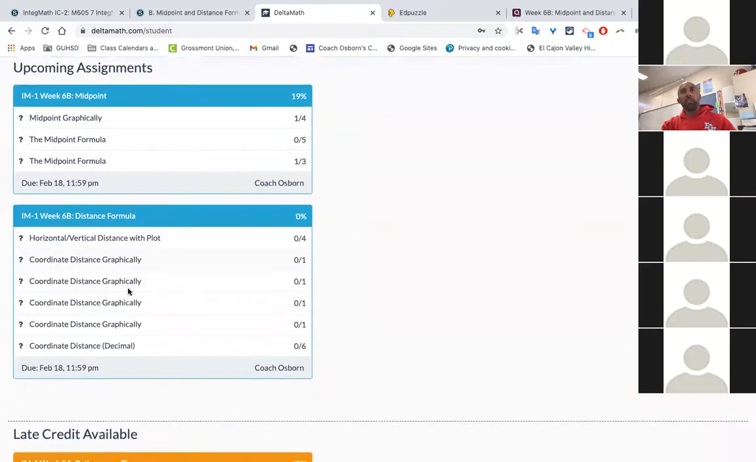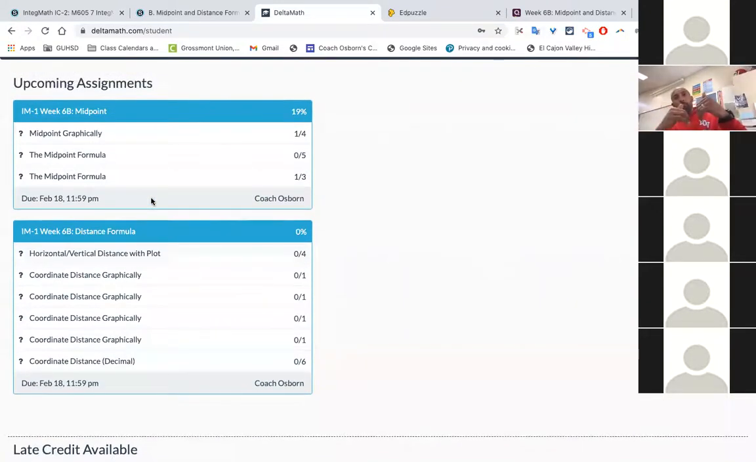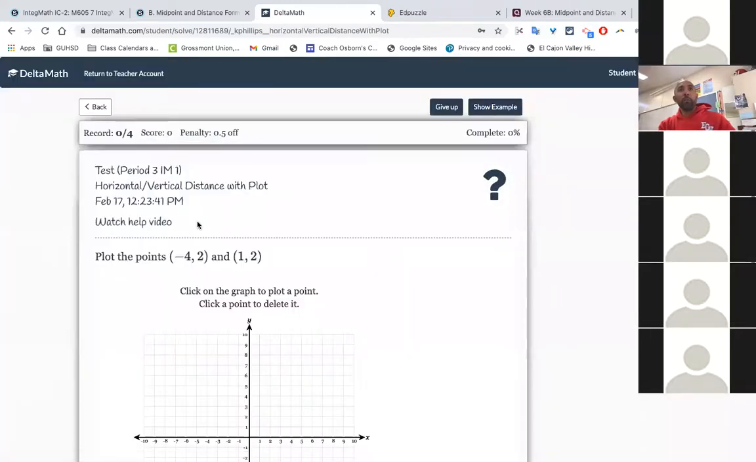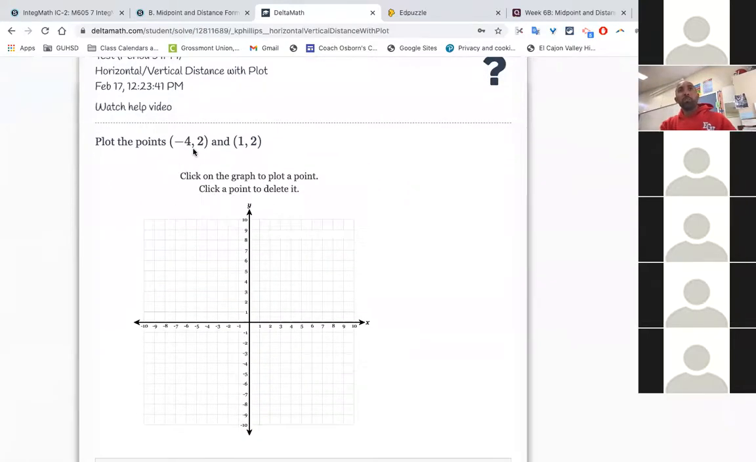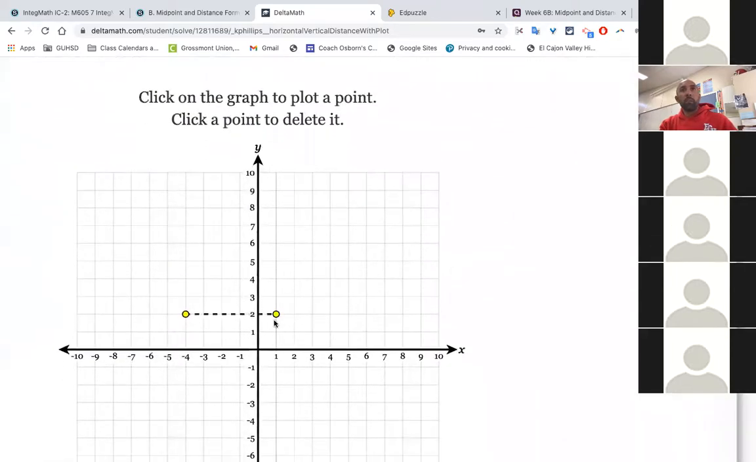That's going to be distance formula. So remember the midpoint, looking for the middle. Distance, I want to know how far is it from one point to the next point. Okay, so here in the first assignment, what you're going to do is you have 2 points and you're going to plot them first. Okay, so -4 and 2. And then the second point is 1, 2, right there.